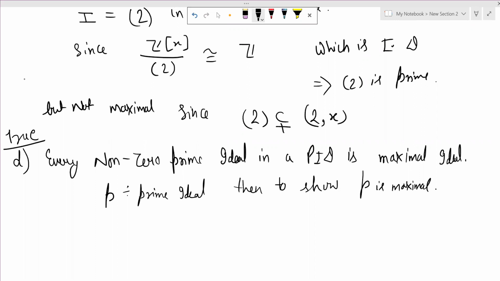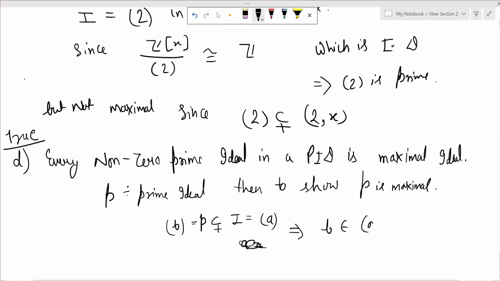Now you are inside a PID. Suppose P is strictly contained in I. Then I should also be principal, right? So I should be generated by some element, say A. And P is generated by some element B. That means B belongs to the ideal generated by A. That means B equals AC for some C belonging to R.